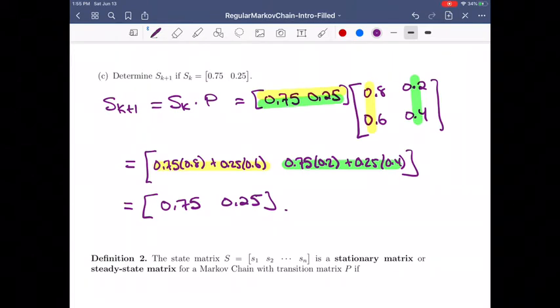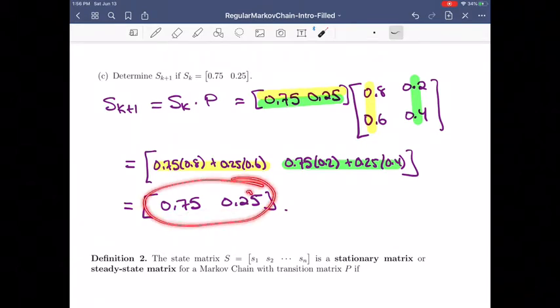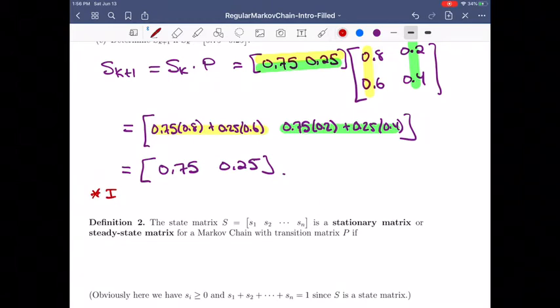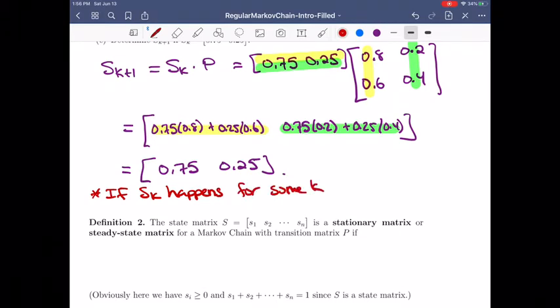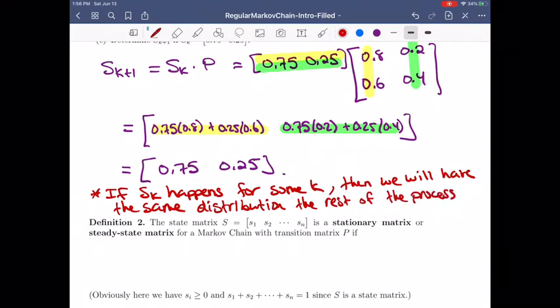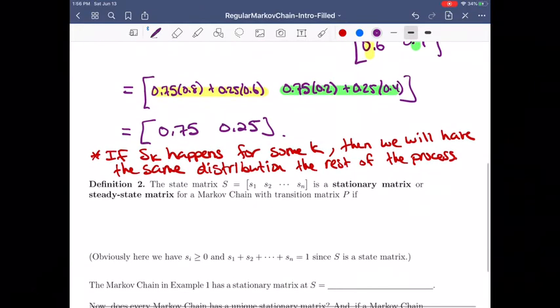That means that if I actually get to this state, every state after is going to be equal to that same matrix, because anytime I try to move forward, I end up with the same one, and that's the one I use to move forward again. I'm going to get the exact same thing, so we get into this loop. So if Sk happens for some number of steps k, then we will have the same distribution the rest of the process. If we know that this is going to happen, it makes it easier to predict the future, because we know that eventually we're definitely going to get this distribution forever.